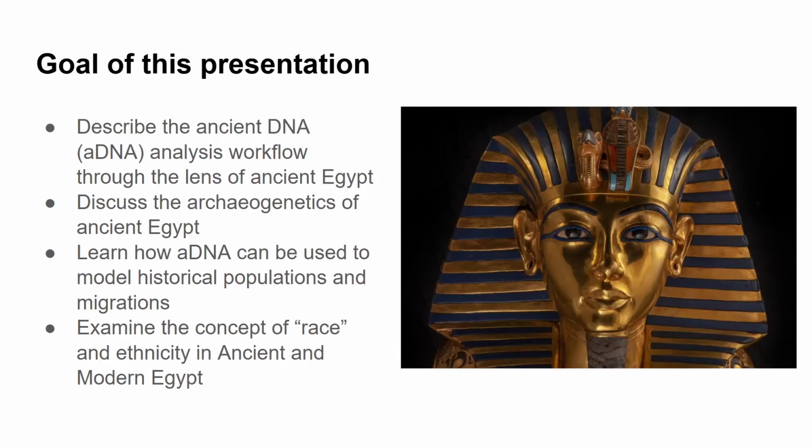So we'll discuss the archaeogenetics of ancient Egypt. We're going to learn how ancient DNA can be modeled, so modeling historical populations and migrations. The best example I can think of is if you guys have ever done 23andMe, you know how whenever it gives you the ancestral breakdown? Well, we can actually do that with ancient populations, not just modern. And then lastly, examine the concept of race and ethnicity in ancient and modern Egypt, because this is a hot topic that's been debated for over a century.